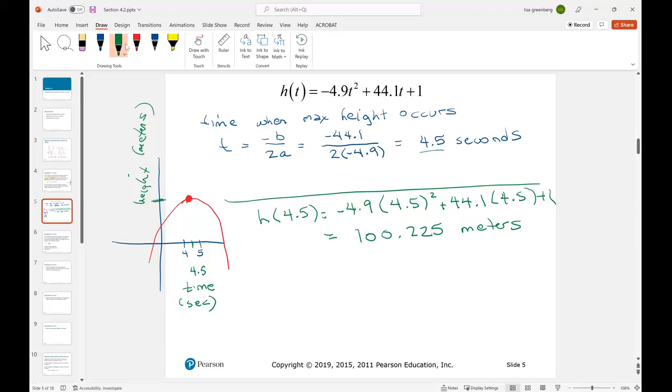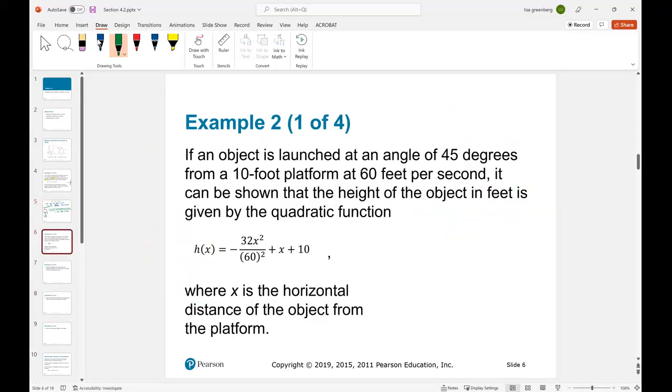Now we know that the maximum height that it reached was 100.225. Okay, so this point right here has an ordered pair. 4.5 is the time, and 100.225 is the height. And that's really it. So it wasn't that bad, right? We want to find the maximum or the minimum. We're always looking at the vertex whenever I have a quadratic function. All right, good. Let's continue.